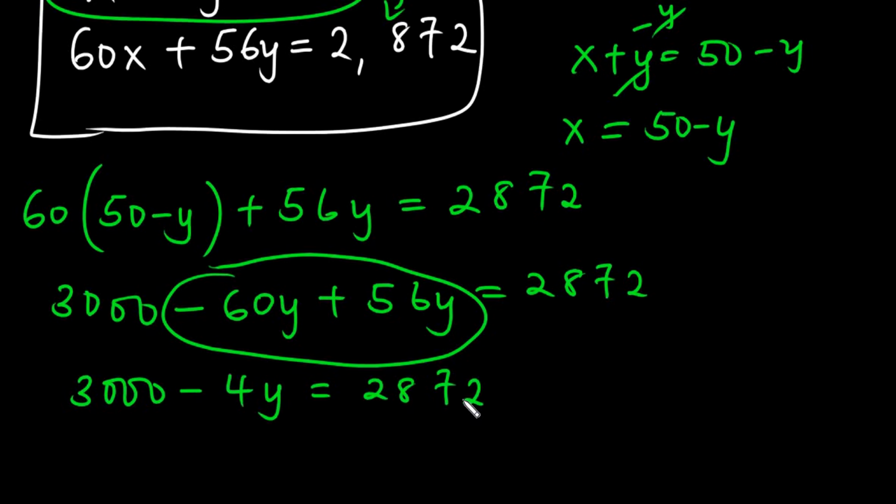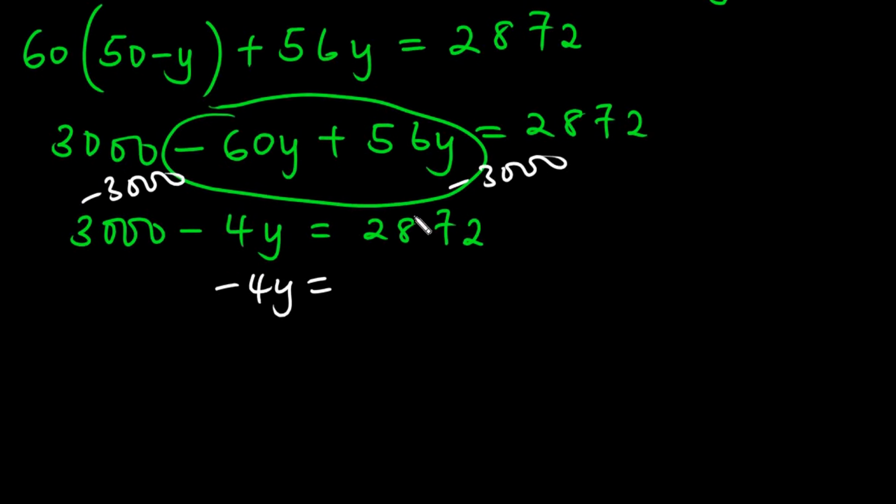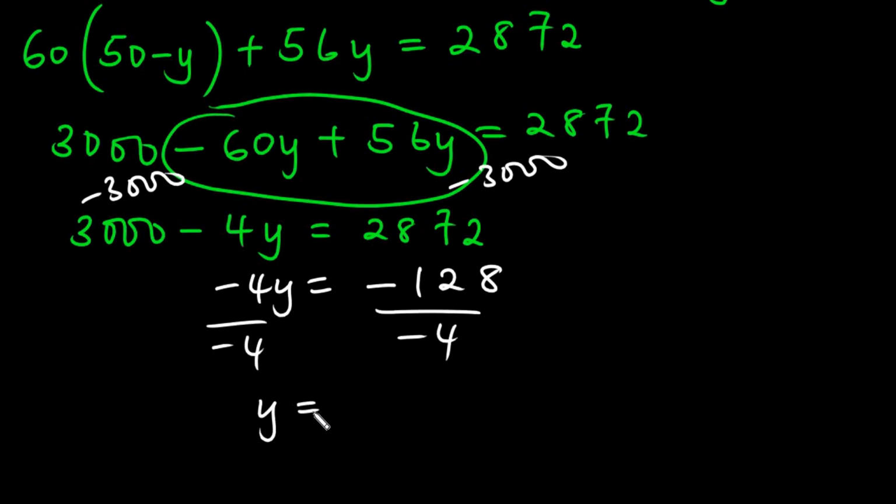And then we can subtract 3000 on both sides. Okay, so that on this side we are left with negative 4y is equal to 2872 minus 3000. I believe it's negative 128. Is that correct? Maybe you can confirm. And then to get the value of y, we divide through by negative 4. So negative 128 divided by negative 4, that's 32.